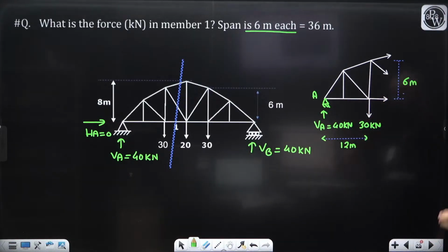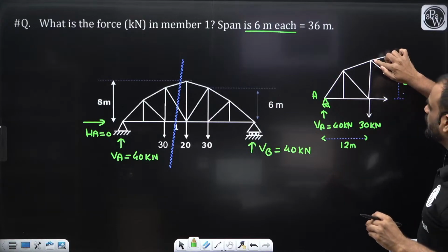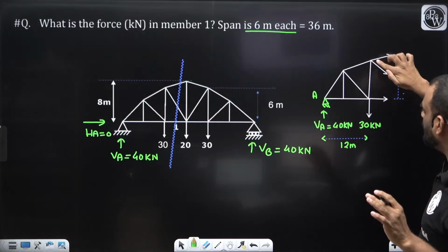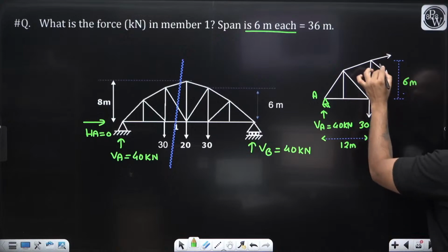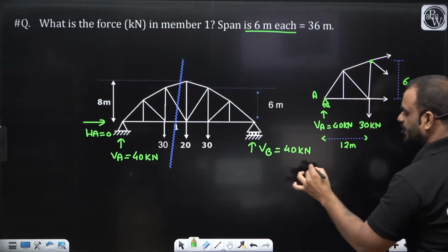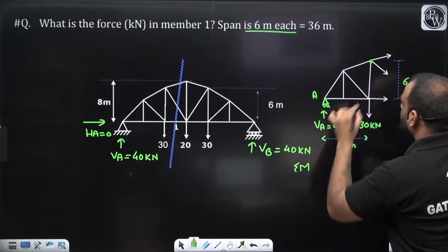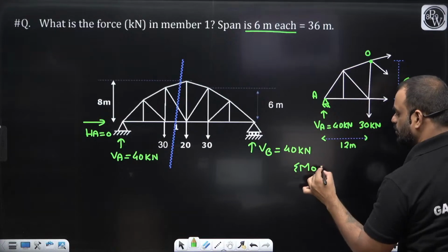Now what we will do, guys, again, we'll take the moment about this particular point equal to 0. Consider this particular point and let us write down the equation. Summation of moments about point O is equal to 0.